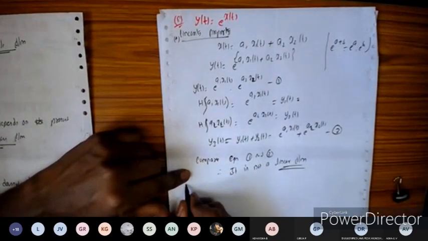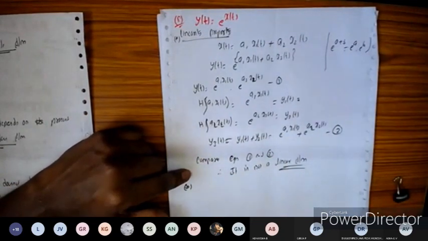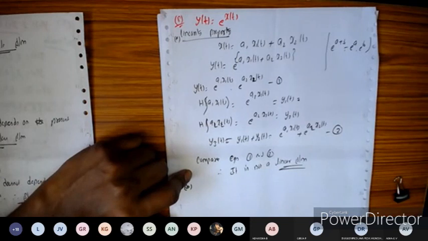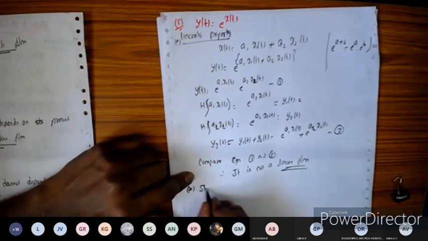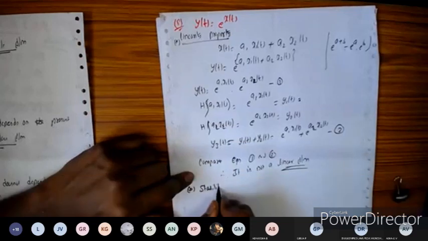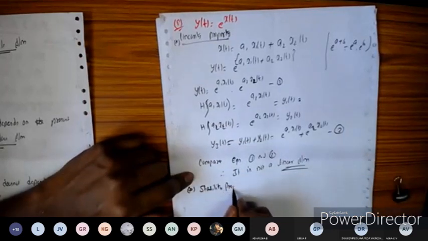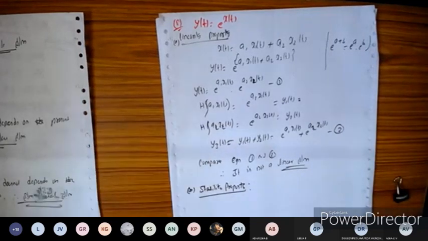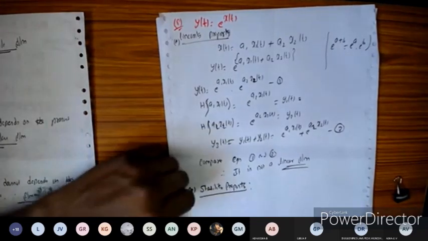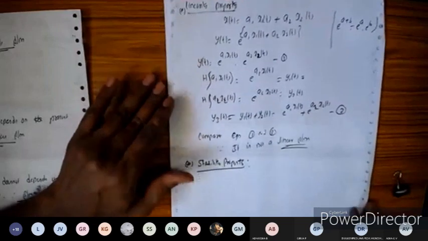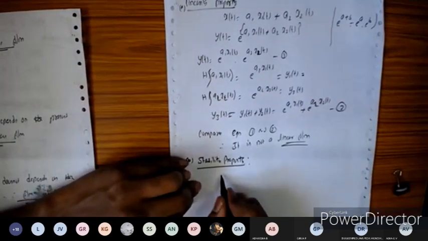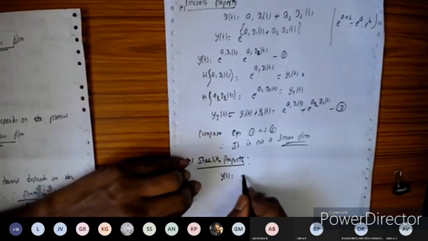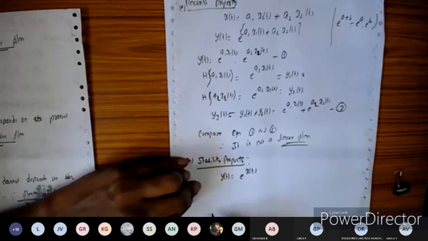So let us take part B, which is called the stability property. Stability is the thing, but we need to find out whether the system is stable or not. So let us consider the given signal y of t is equal to e to the power of x of t.